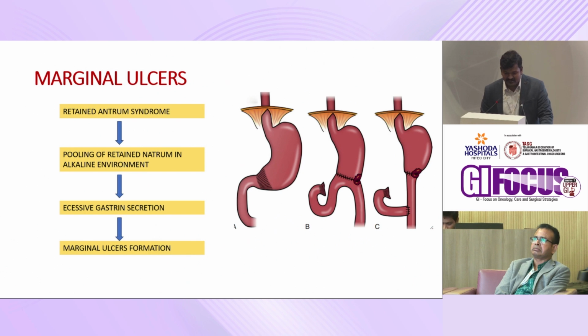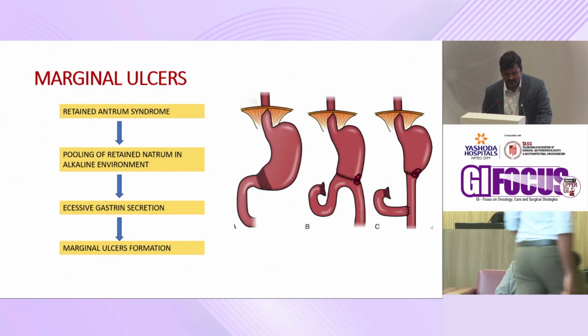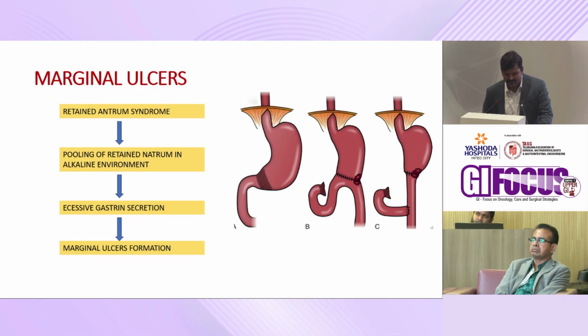Marginal ulcers are seen when we do not exclude the antrum during the resection. If the antrum is retained, there will be pooling of the retained antrum in the alkaline content of the duodenum, which results in excessive gastrin secretion, resulting in marginal ulcer formation, whether it is Billroth 1, Billroth 2, or Roux limb.